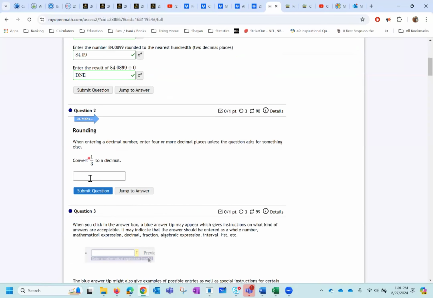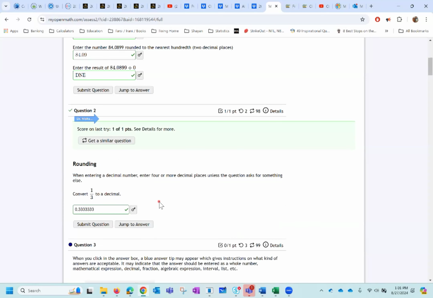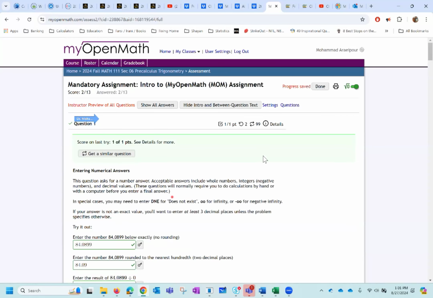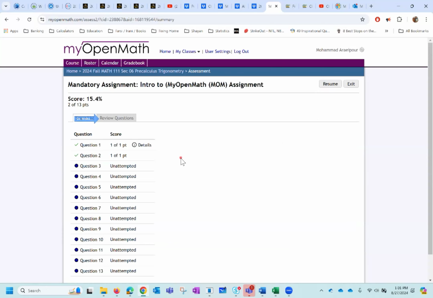It happened to give me the same question again. So 0 point, this time I'm going to put a bunch of 3s. When I submit the question, now it gives me my credit. Meaning, you make a mistake, big deal, get a similar question. Something comes up, I can't finish off. If I click done, here's what happens.